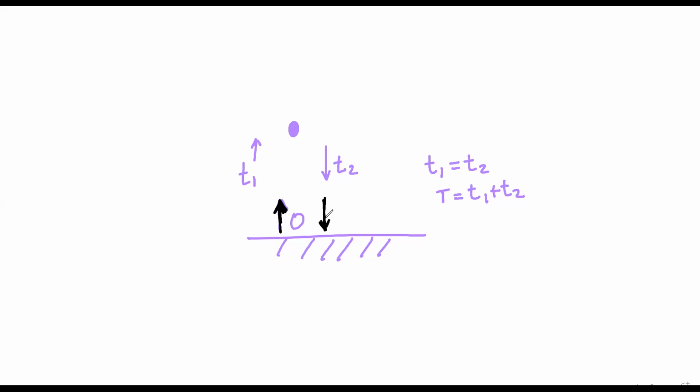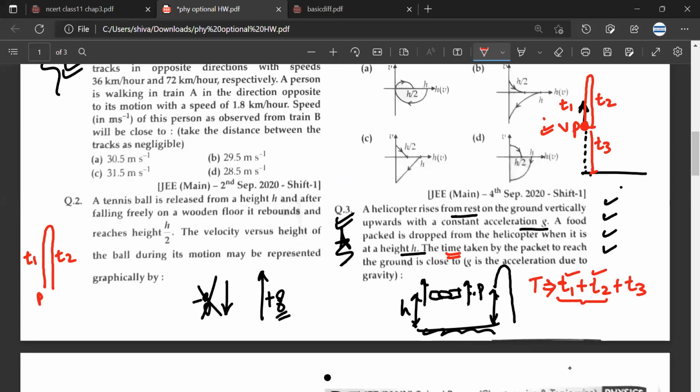Yeah. So what I'll be doing is, first I'll be calculating this velocity. What is the velocity of the packet at this point? It will be going till this point. Then from this point to this point, it will come back again with the same velocity. And then from here to here, it will be falling down. Is it making sense? Yeah.